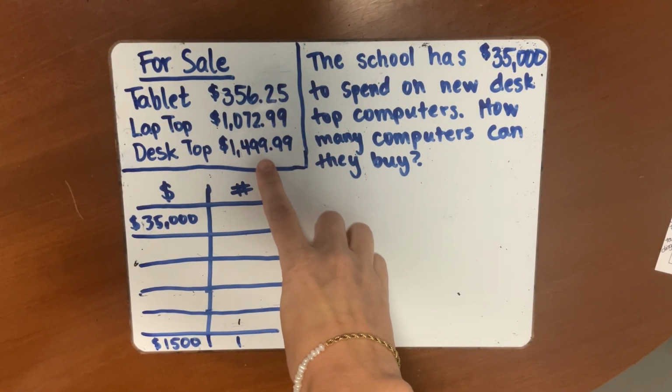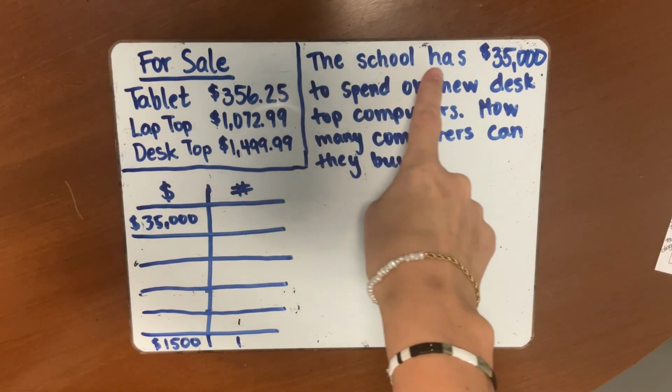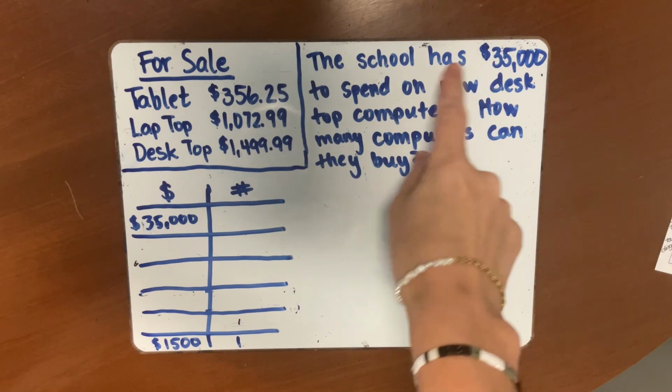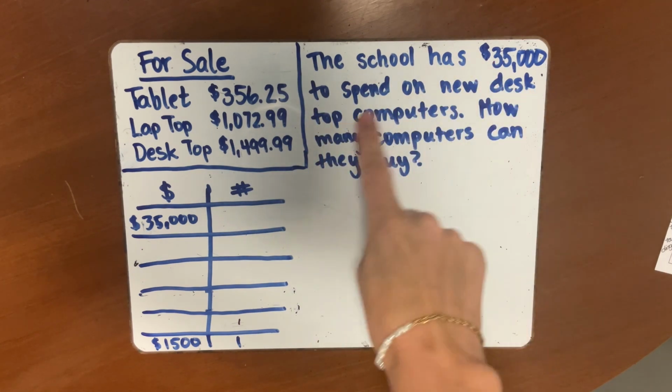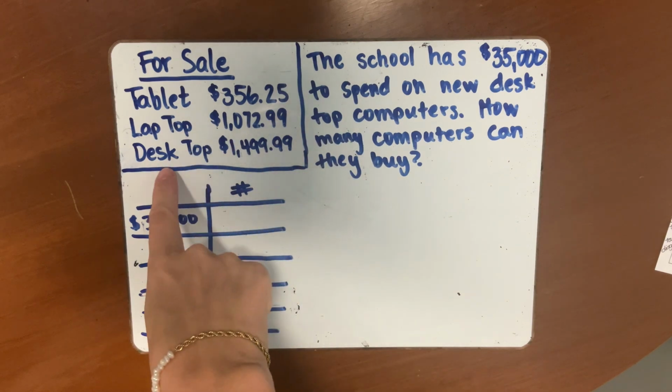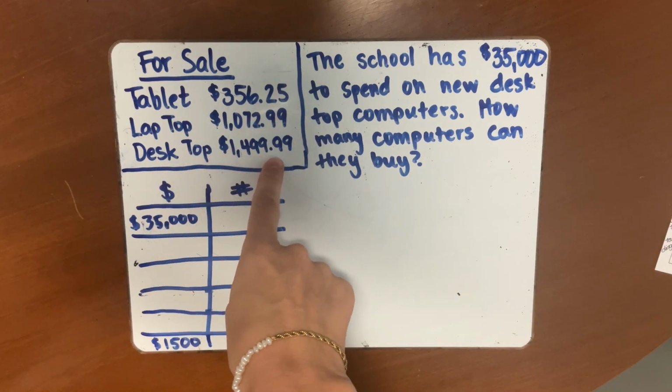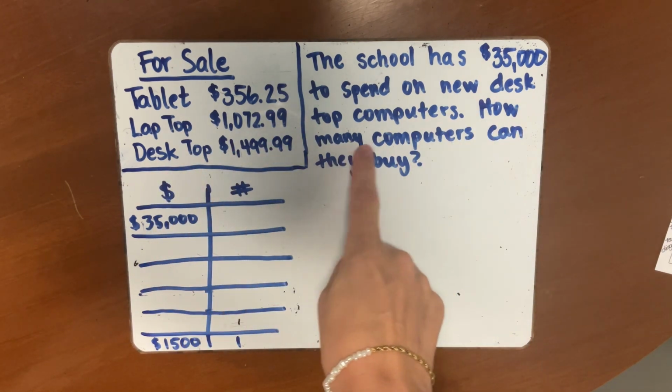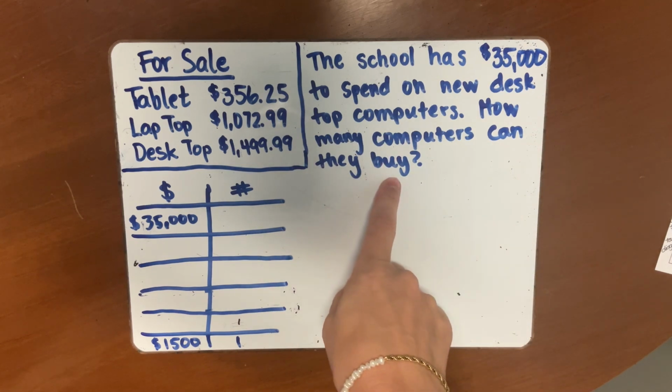Today we're looking at items for sale. The school has $35,000 to spend on new desktop computers. So the desktop computer is what we're looking at. How many computers can they buy?